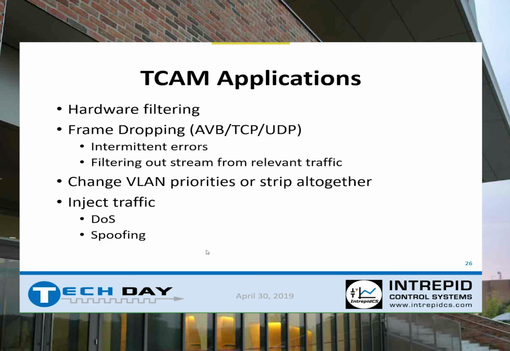What if you just stripped all the VLAN tags off AVB? What's it going to do? Is it going to behave gracefully? What if you take another class of traffic and all of a sudden raise its priority? What does that do to your network? Is it going to behave gracefully or not? And then other things, inject traffic, denial of service. You could set TCAM rules so anything coming in this port, just blast it out another port at a higher priority, and try and spoof information as well.